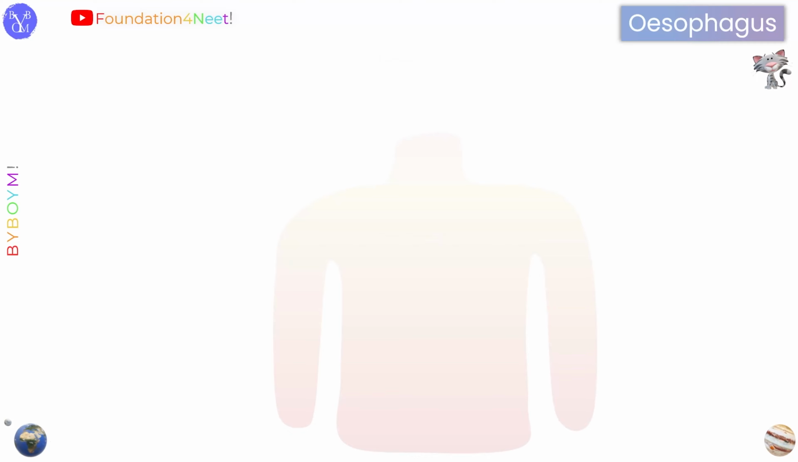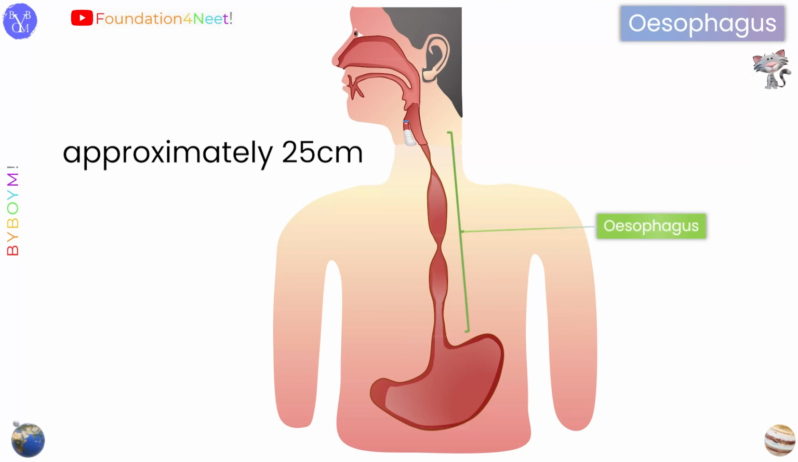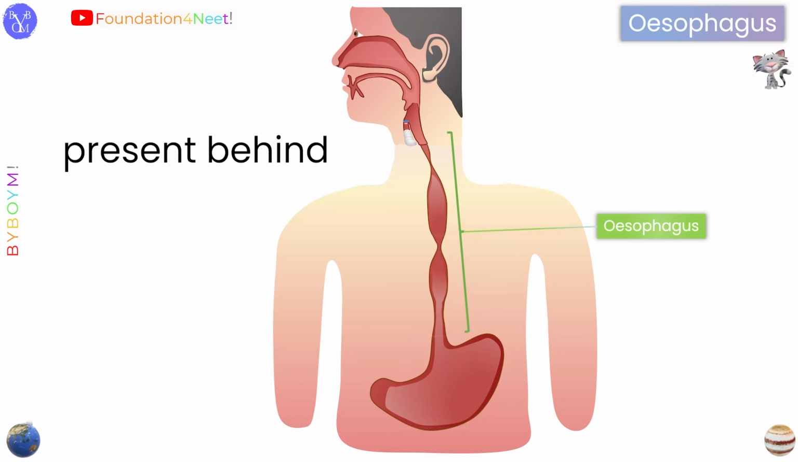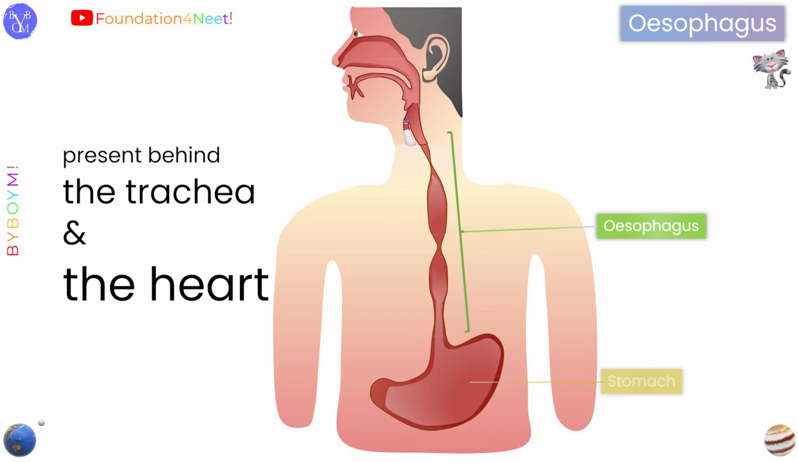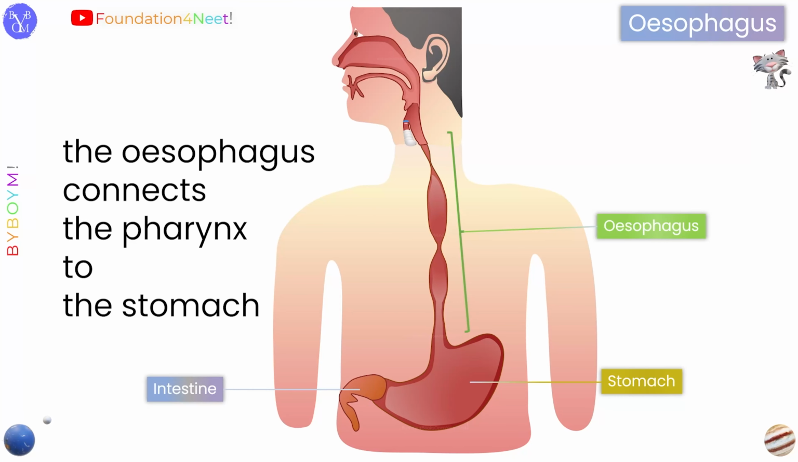We have started our course in life processes with digestion and absorption, and the 14th topic is esophagus. Esophagus is also known as food pipe and is a muscular tube approximately 25 cm in length. It is present behind the trachea and the heart. The esophagus connects the pharynx to the stomach.